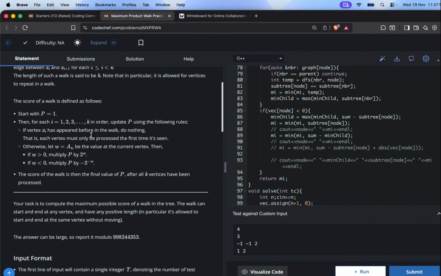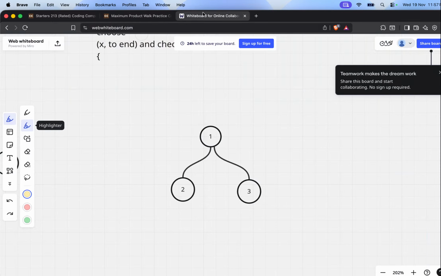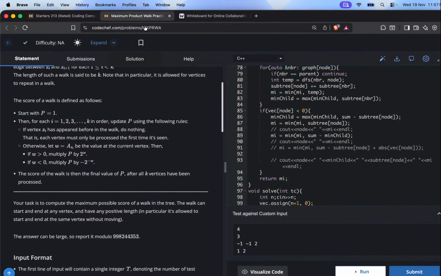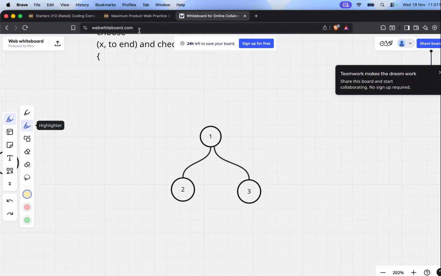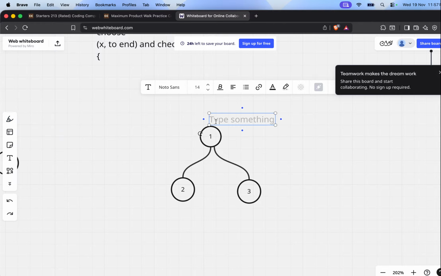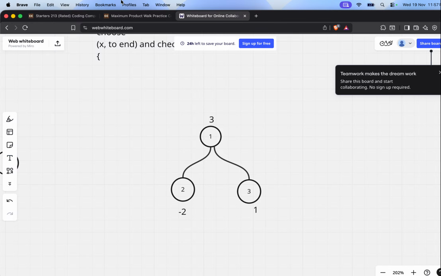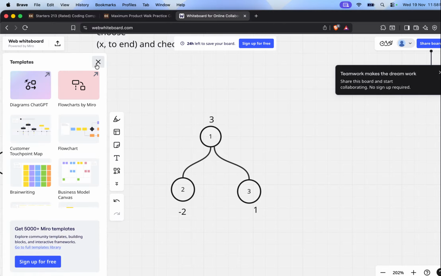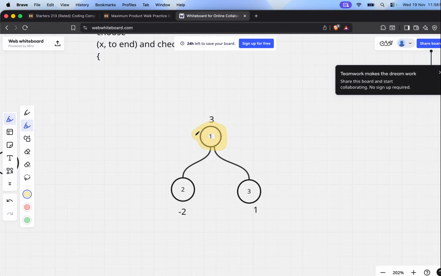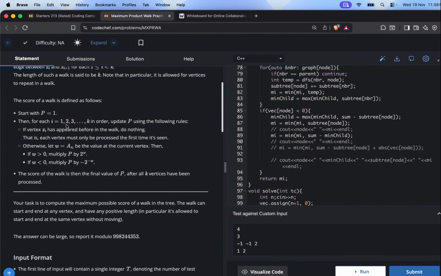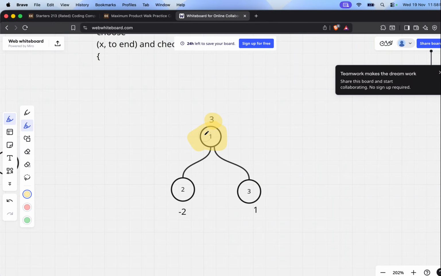All right. Now, what is the algorithm stated in our question stating? Every particular node is assigned a particular value. Let's say this is assigned 3. This is assigned minus 2. And this is assigned 1. Now, if we move to that node for the first time, let's say we move to 1 for the first time. Since its value is positive, 3 is positive, multiply p with 2 to the power 3.